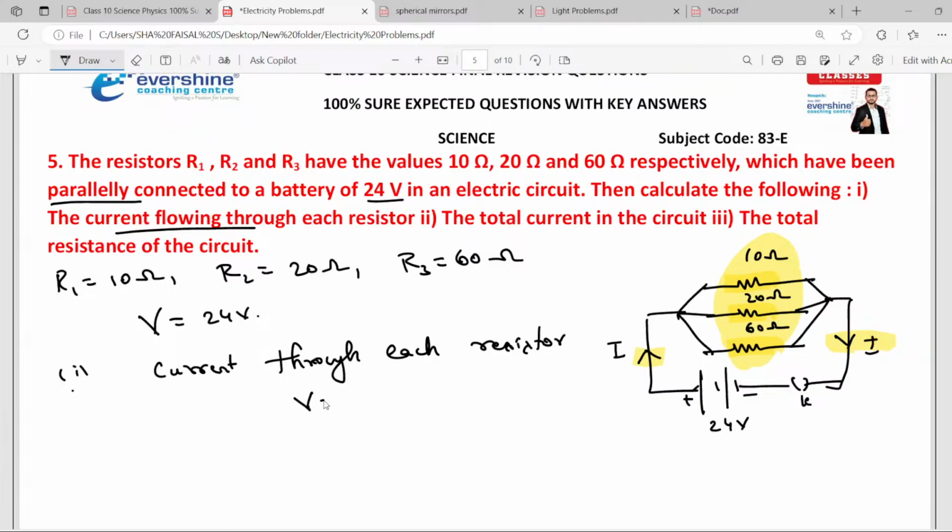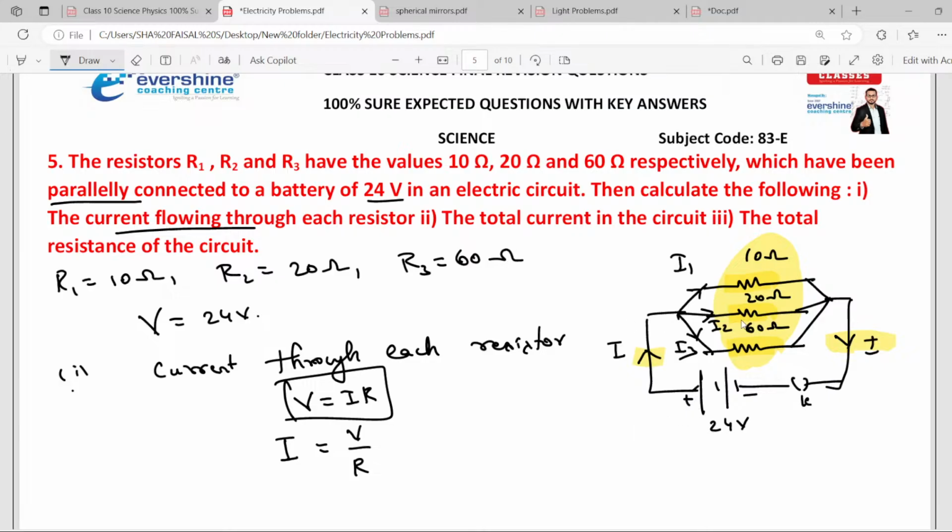We have a formula. V is equal to I into R by using Ohm's law. But in this we are not finding V, we are not finding R. We want I. So I will become V by R. So I is equal to V by R. Now at R1, 10 ohm, we get I1 current. At R2 we get I2 current. And at R3 we get I3 current.